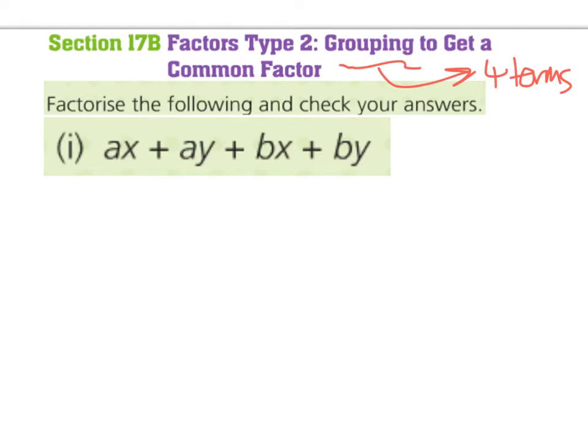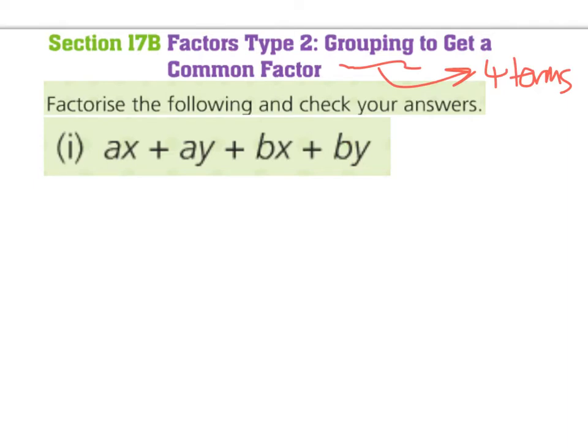So in this question, we have AX plus AY plus BX plus BY. We can see that there's an A common to the first 2 terms, but there's no A in the last 2. There's a B common to the last 2 terms, but there's no B in the first 2. There's an X common to the first and the third, but no X's in the others. And there's a Y common to the second and the last, but no Y's in the others.